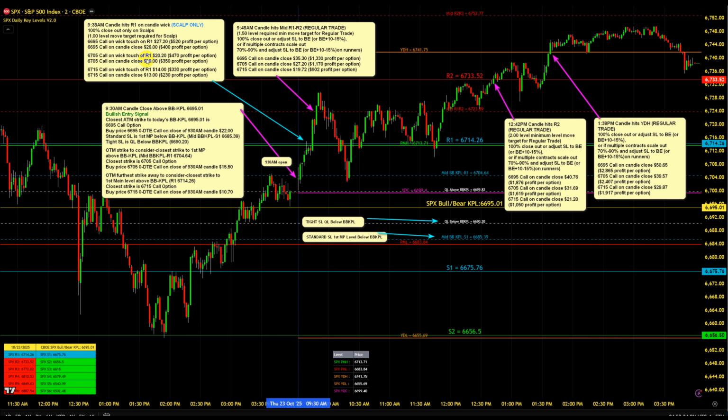The 67.05 call on the wick touch was 20.20, that's $470 profit per option. On the candle close after backing off, it went down to 19, so that's $350 profit per option. The furthest out of the money, 67.15 call on the wick touch of R1, $14. That's $330 profit per option. And on the candle close after backing off, it went down to $13, which is $230 profit per option.